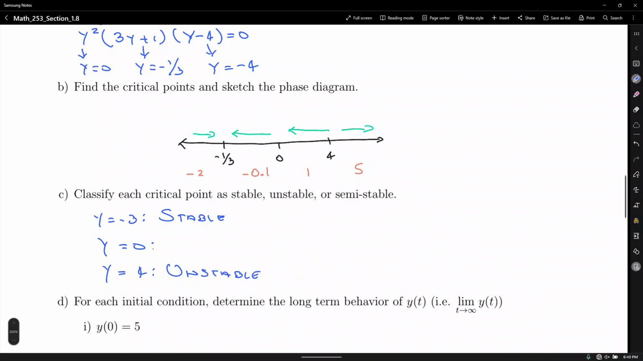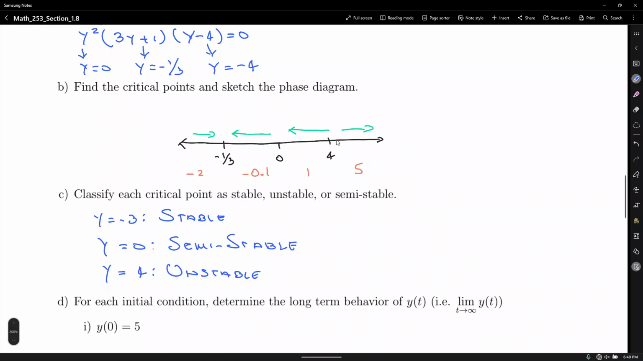Okay. However, at y equals 0, there's something interesting going on, because from the right of it, we have the solutions converging to 0. From the left of it, they're not converging to 0. Actually, they're converging to the previous critical value. So we have what we call a semi-stable solution, or we can call it semi-unstable. Either way, semi-stable, it's fine.